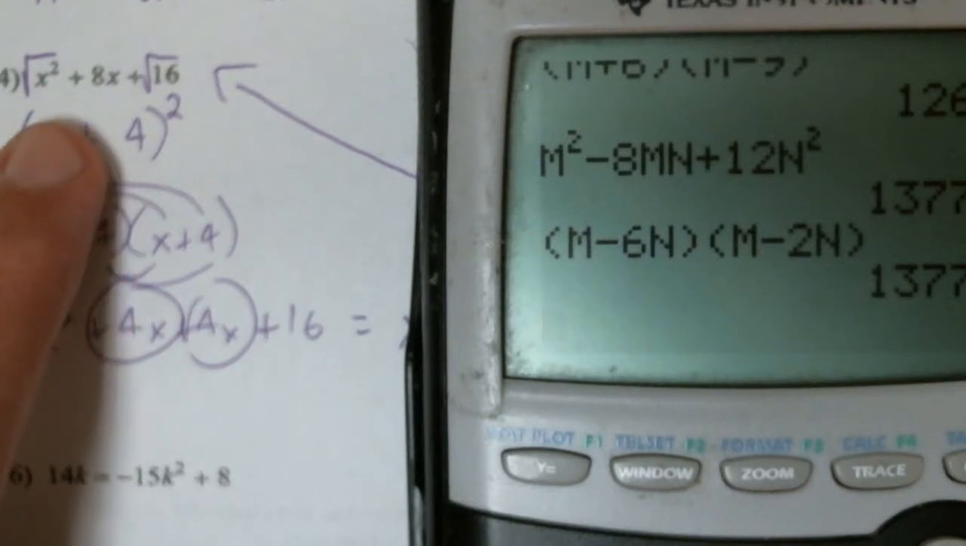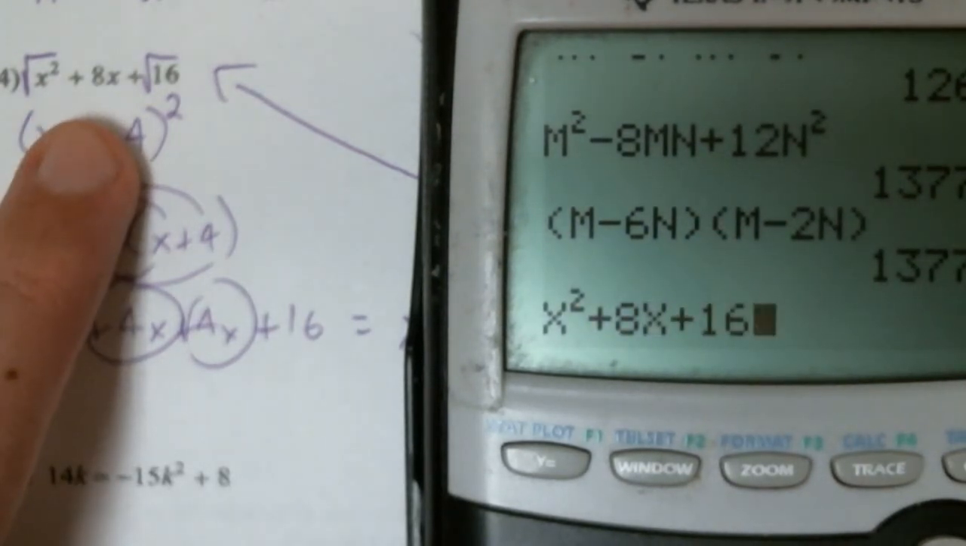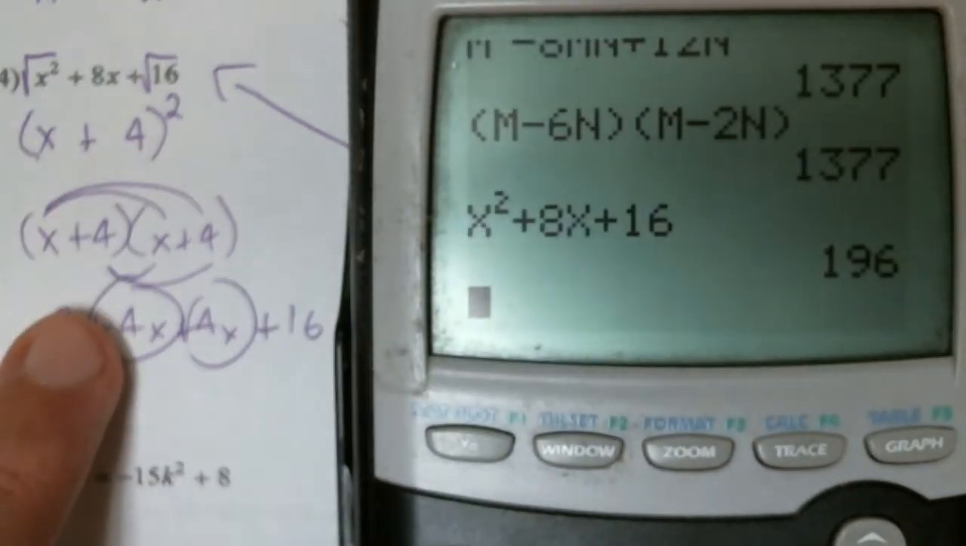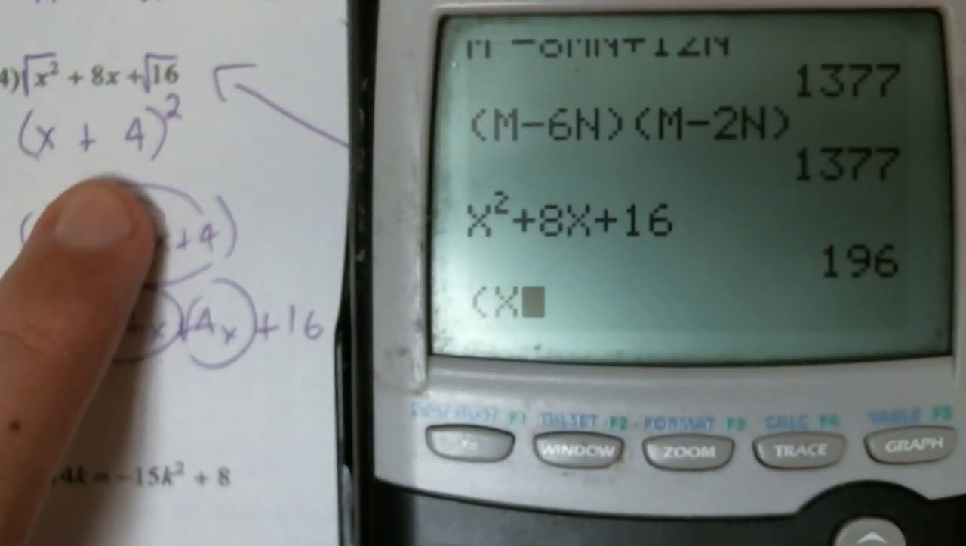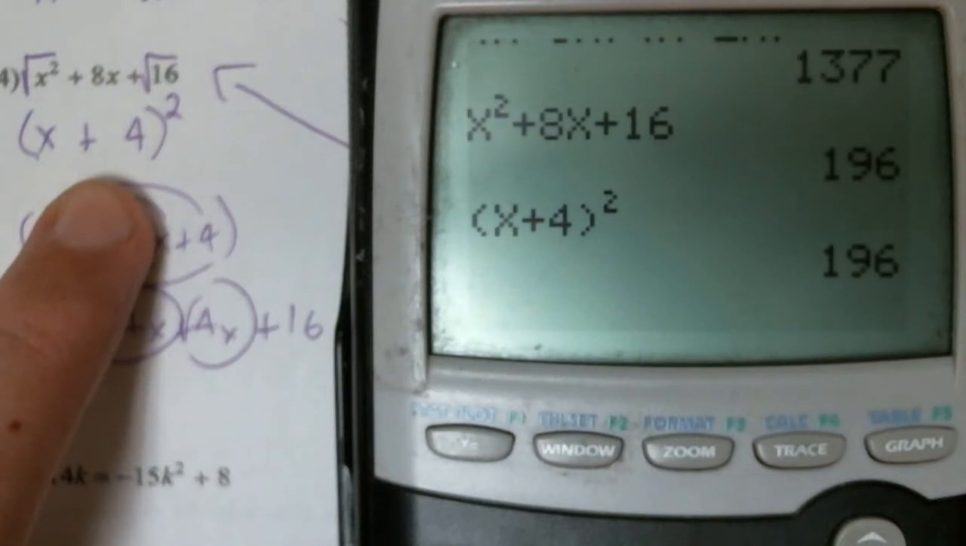Okay, here I am going to use the x's, x squared plus 8x plus 16. Get a number, fine, whatever. We think that's equivalent to x plus 4 quantity squared. Oh, look, they match. Boom, go on to the next one.